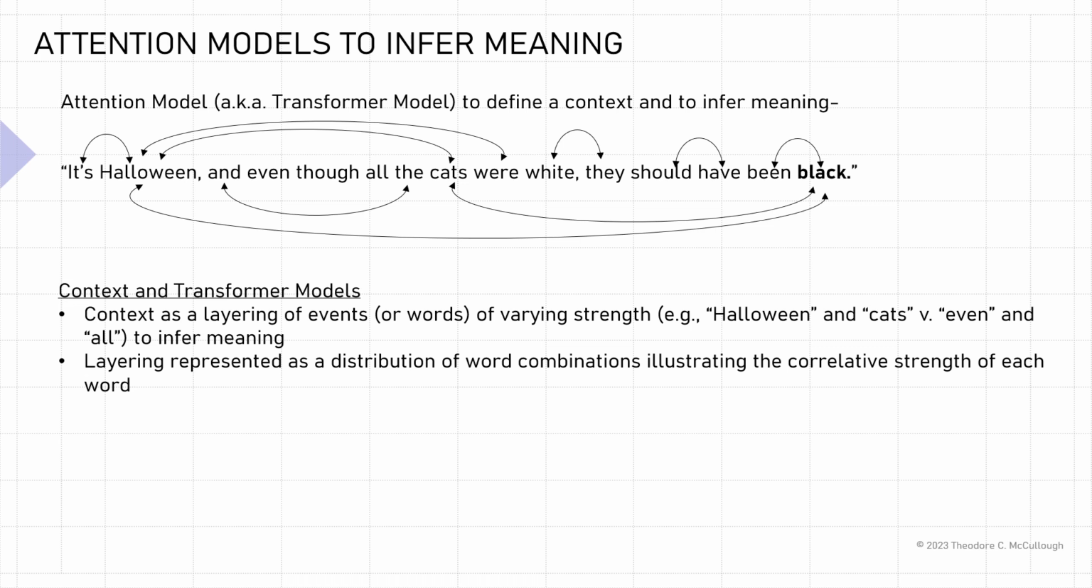For example, the words Halloween and cat can be used to infer that the next word ought to be black, as compared to "even" and "all," which really don't have much strength in inferring that the next word should be black. And further, context is to be understood as a layering that represents a distribution of word combinations, illustrating the correlative strength between each word. And we'll get more into these concepts in the next slide.